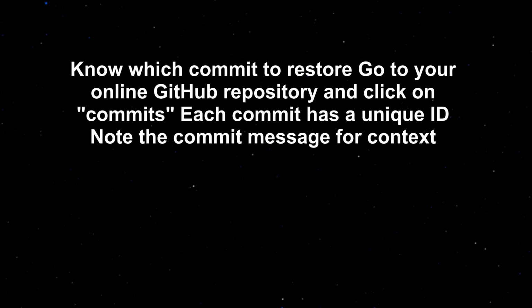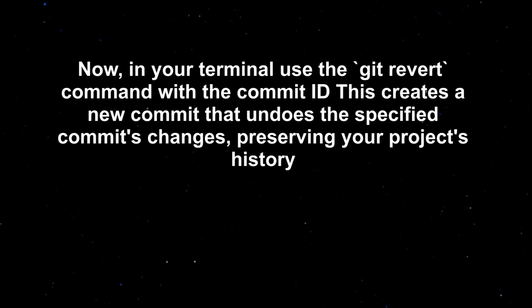Go to your online GitHub repository and click on commits. Each commit has a unique ID. Note the commit message for context. Now, in your terminal, use the Git Revert command with the commit ID. This creates a new commit that undoes the specified commit's changes, preserving your project's history.